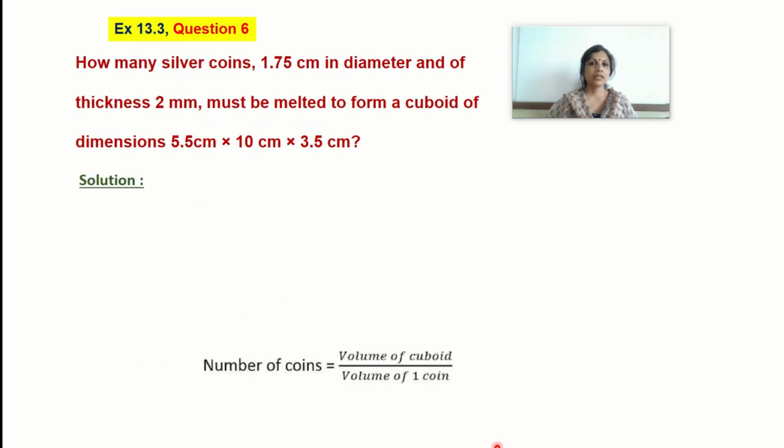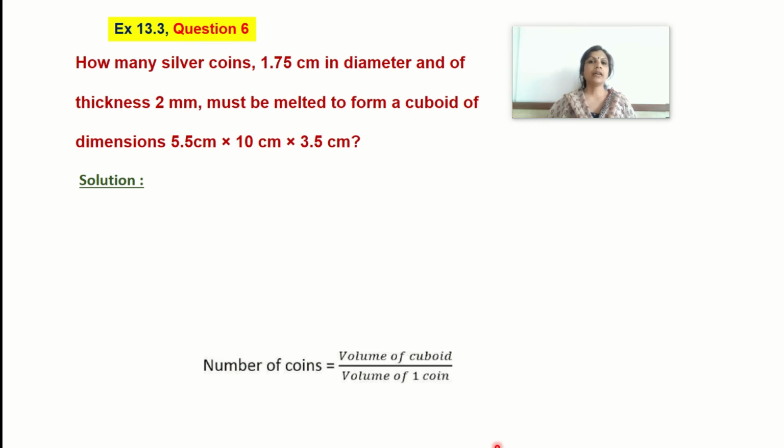So this is question number 6. How many silver coins 1.75 centimeter in diameter and of thickness 2 mm must be melted to form a cuboid of dimensions 5.5 centimeter by 10 centimeter by 3.5 centimeter? So we have to find out how many silver coins must be melted so that we get a cuboid of the dimensions 5.5 by 10 by 3.5 centimeter.